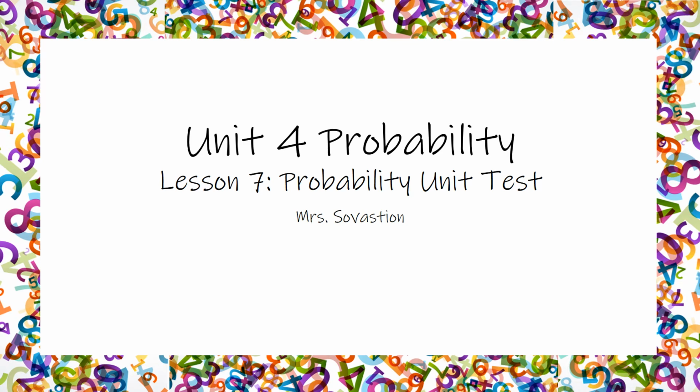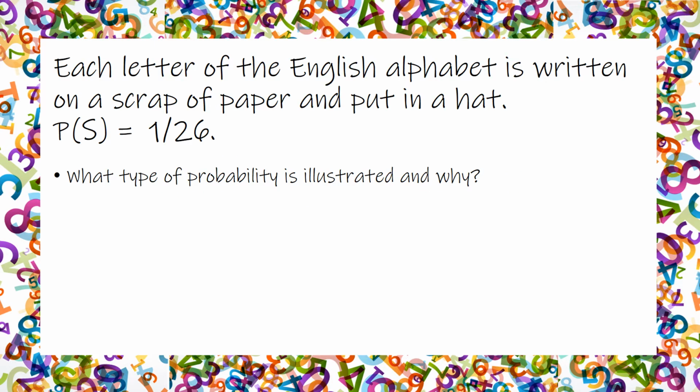This is Miss Sebastian, and we're going to look at the probability unit test. Each letter of the English alphabet is written on a scrap of paper and put into a hat. The probability of getting an S is 1 out of 26. What type of probability is illustrated and why?